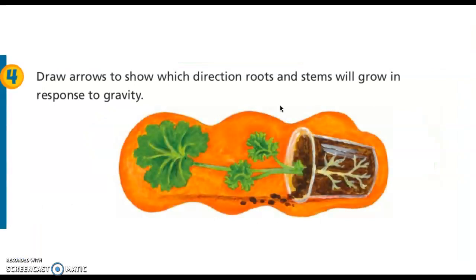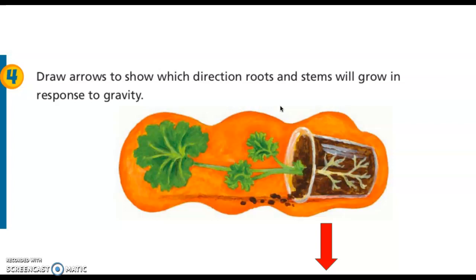All right, so this one says, draw arrows to show which direction roots and stems will grow in response to gravity. So first let's talk about the roots. Which direction are the roots going to grow? Even though the plant is on its side, which direction are the roots going to grow in response to gravity? Remember, we're starting with the roots. Go ahead and come up with your answer. All right, yes, the roots are going to grow downward. They will always grow downward because of gravity.